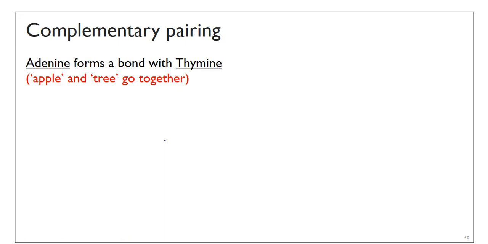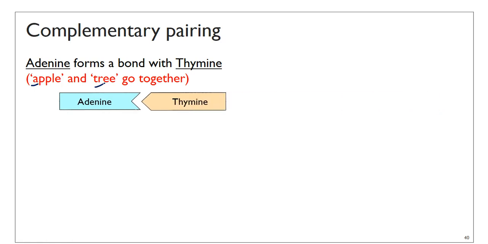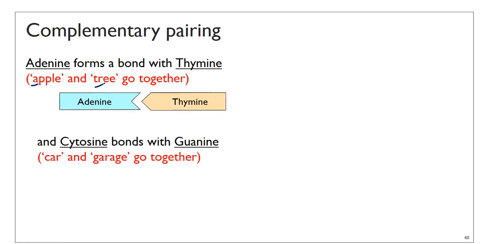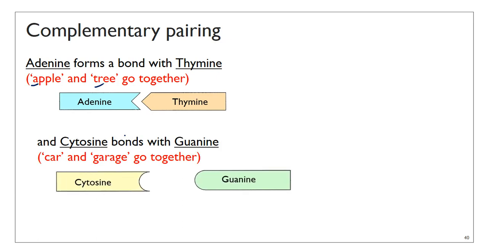So there's a mnemonic that you can use to remember this pairing. Adenine forms a bond with thymine, or apple and tree. So A and T go together on apple tree. Just know apple tree is probably enough. And so adenine to thymine. And cytosine bonds with guanine, so car and garage. So apple tree and car in garage. I'm sure there are other mnemonics that you can use to remember the ATCG relationship.